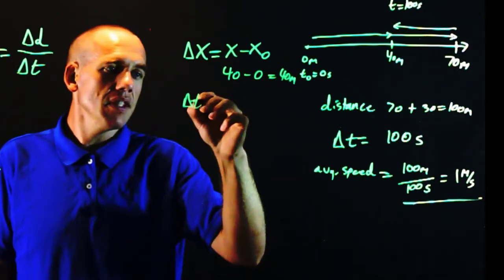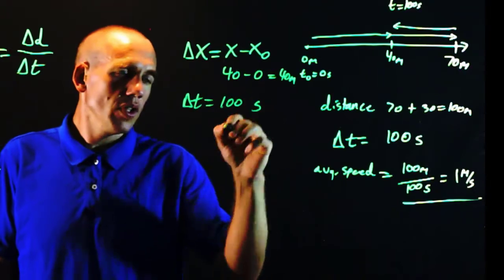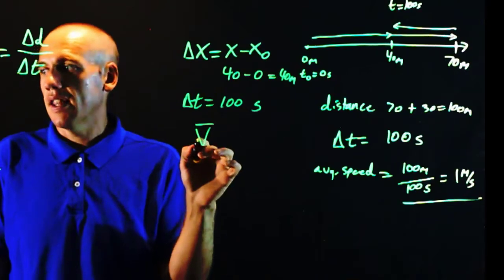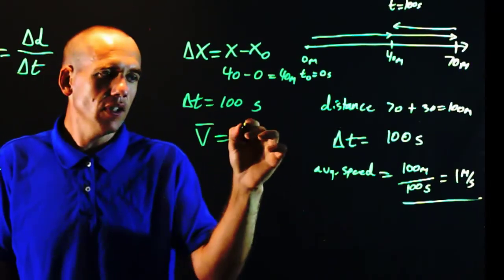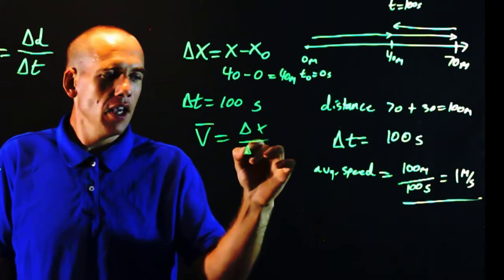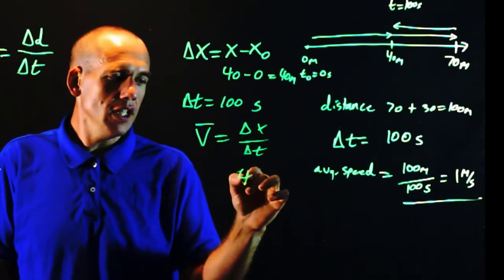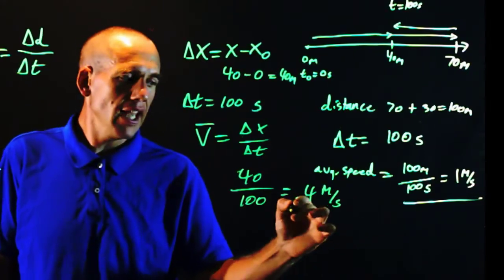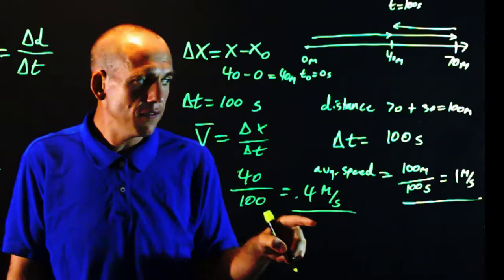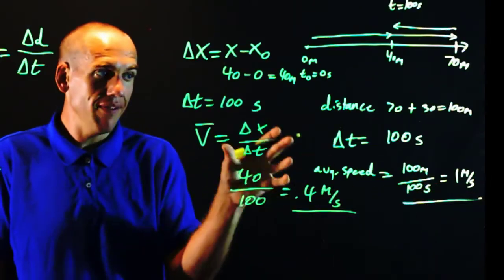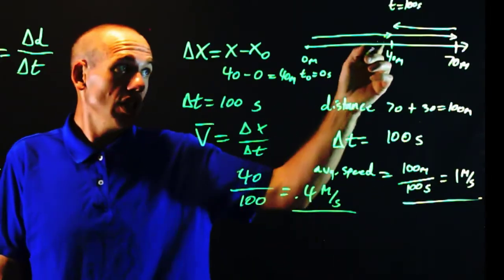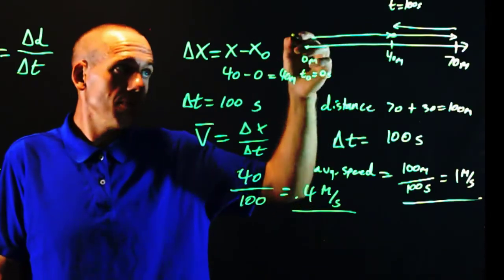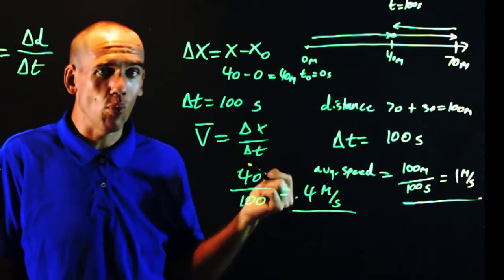And the elapsed time is still 100 seconds, which means if I find my average velocity, and if I write v with a bar over it, that's average velocity. So average velocity is delta x over delta t. What I have is 40 over 100, which equals 0.4 meters per second. You'll notice that that's different than 1 meter per second because we have this displacement. Basically, I could have achieved the same final position by just moving this way at 0.4 meters per second as opposed to going all the way here and back again at 1 meter per second.